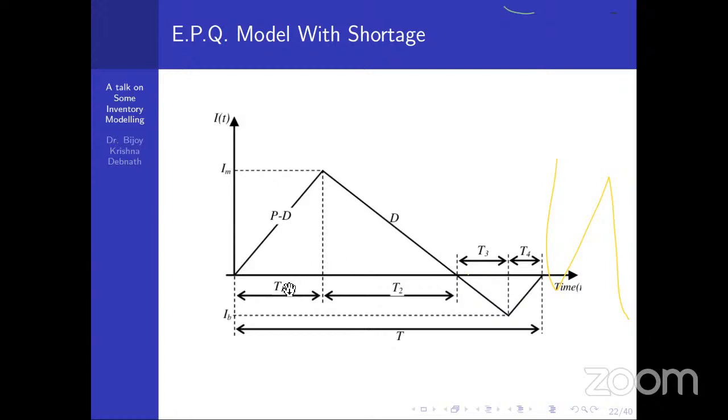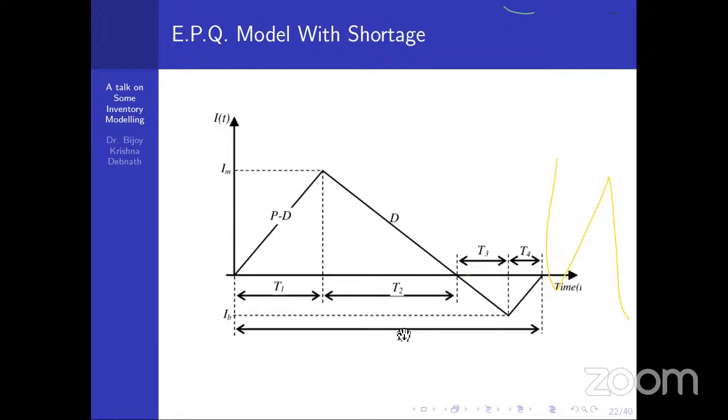Okay, so for T1, with production and consumption, the inventory builds up at the rate of P minus D, and at T1 it reaches the maximum level, Imax. Then there is demand, and during T2 your inventory becomes 0. Still you get demand, and the shortage reaches the maximum level IB after time T3, and at that point you receive the order. So this is your maximum shortage level, and you receive the order. So you first fill up these shortages, and then your positive inventory builds up, and then this cycle continues.